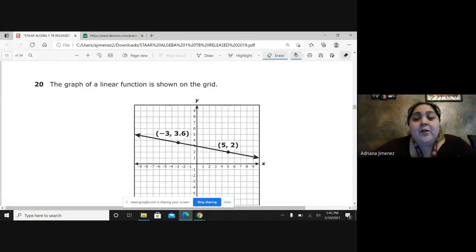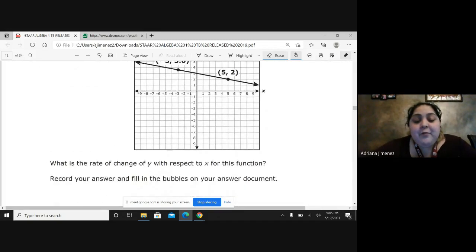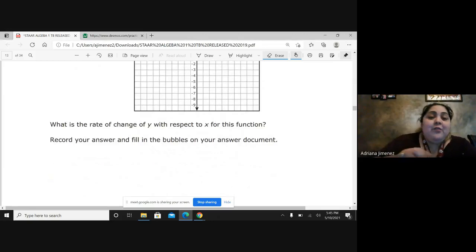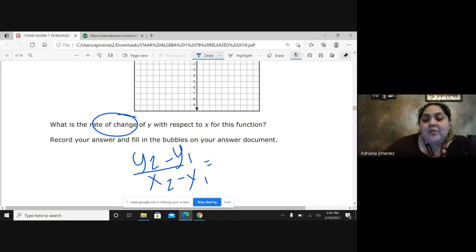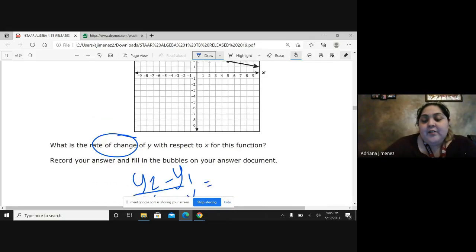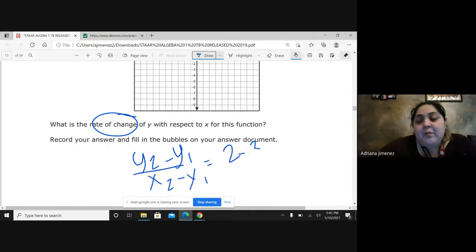Okay, we go to the next question. This one, we read what it says, and it wants you to write the rate of change. Remember, rate of change is slope. So we do y2 minus y1 over x2 minus x1. That's on your formula chart. So we do 2 minus 3.4, over 5 minus negative 3.